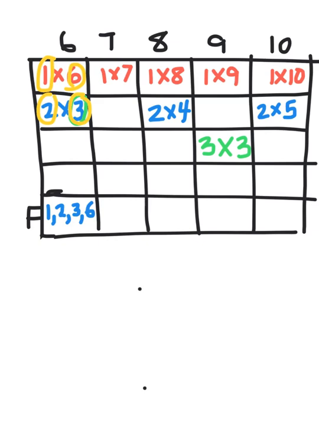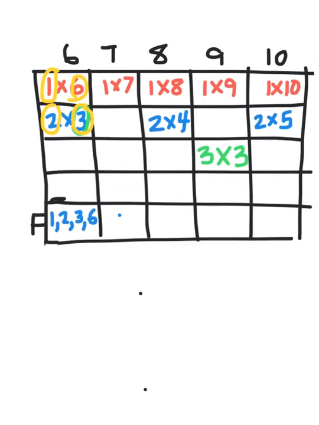Let's list the factors of 7. 1 and 7. That's all. Let's list the factors of 8. 1, 2, 4, and 8. Put commas in between. You can see those up here. 1, 2, 4, and 8.